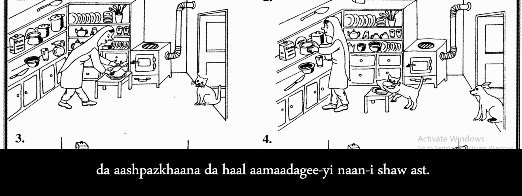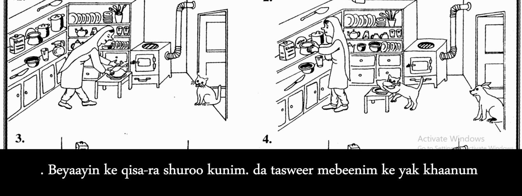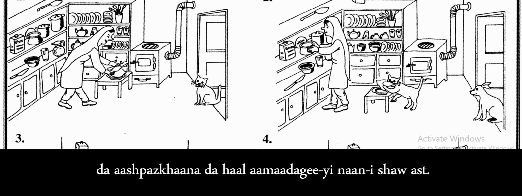Okay, now let me read one more time. در تصویر اول میبینیم, or this should be the تصویر اول. I think I forgot to put تصویر اول. در تصویر اول میبینیم که یک خانم در آشپزخانه در حال آمادگی نان شب است.